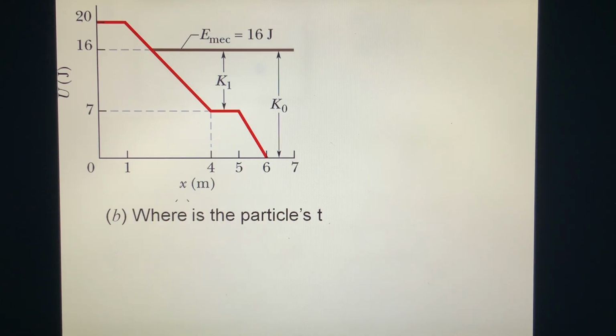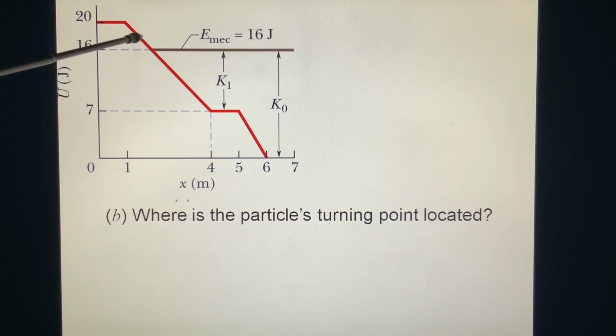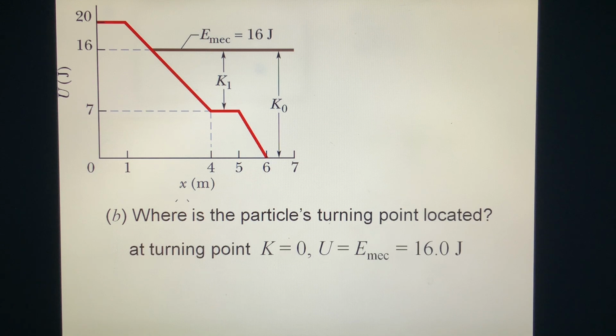Question B. Where is the particle's turning point located? We know the total mechanical energy is 16 joules. So it should be here. When the potential energy is 16 joules, the kinetic energy is 0, and that is the turning point. Where's the turning point? Now we look at it.